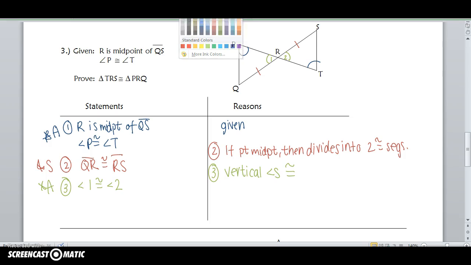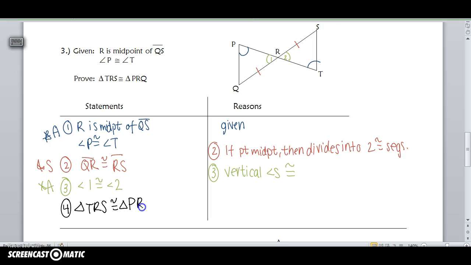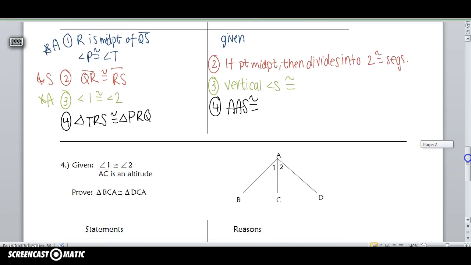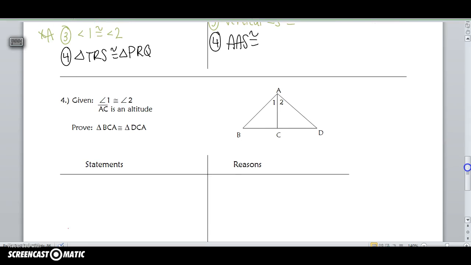So now, can we prove those triangles? Angle, angle, side. Totally. So we have TRS congruent to triangle PRQ by angle, angle, side congruence. So right now, you guys might have mastered that conclusion based off the midpoint. I want you guys to give this one a shot. Throw down those givens and see if you can come up with some type of conclusions.